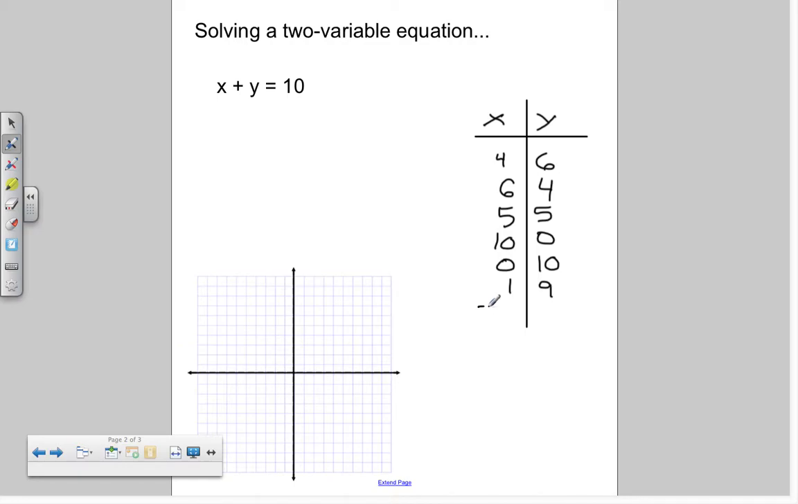All right, how about some negatives? Negative 99. If x was negative 99, what would y have to be? Remember that x and y have to equal 10. So negative 99 and 109. If I add those two, my answer would be positive 10. Well, what if I had a fraction? 9 and a half. What would I need? Oh, just a half. Continue this down.